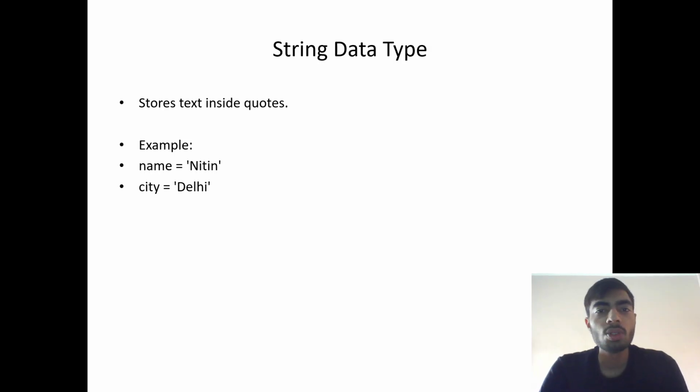A string is used to store text. Strings are always written inside single quotes or double quotes. For example, name equals Nitin and city equals Delhi. Even if the value contains a number, if it is written inside quotation marks, Python treats it as a string. Strings are commonly used for names, addresses, messages, and other text-based information.